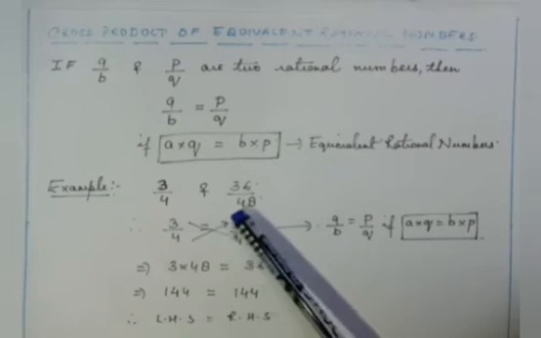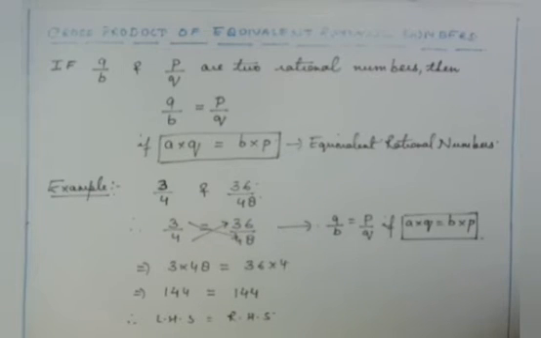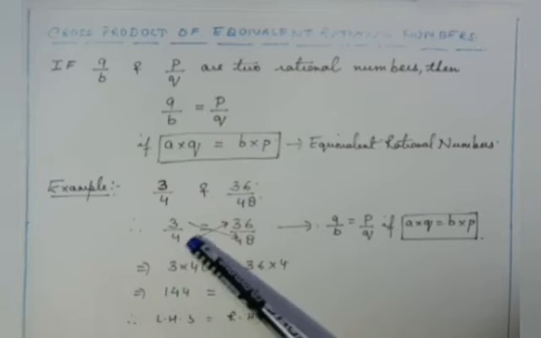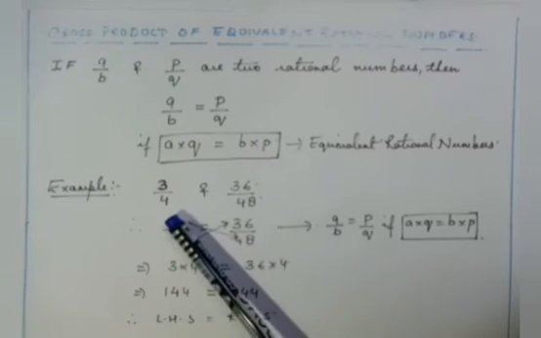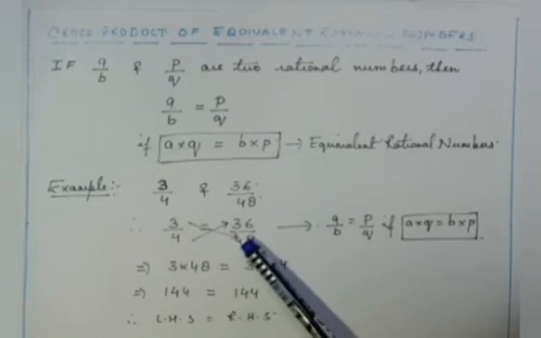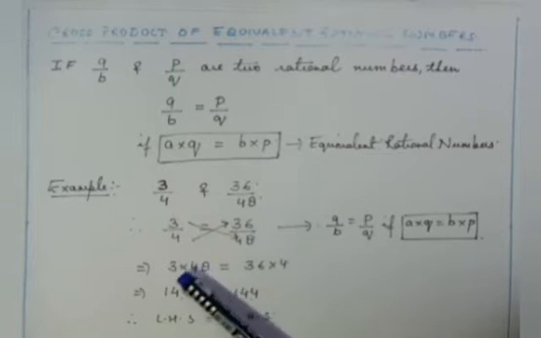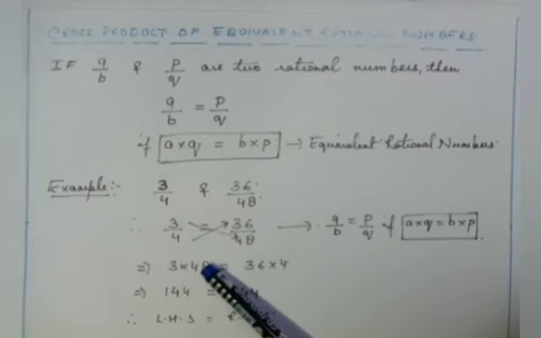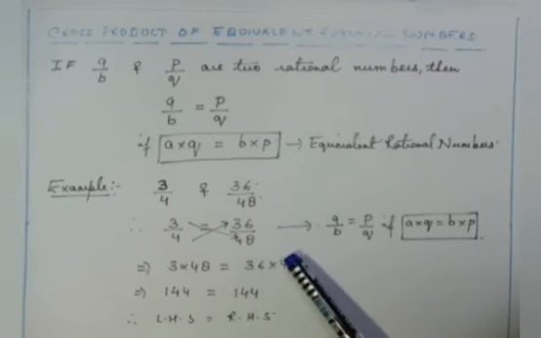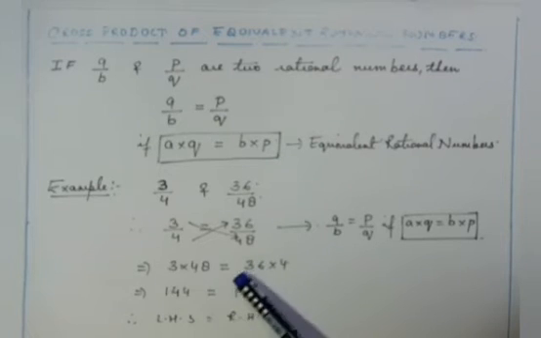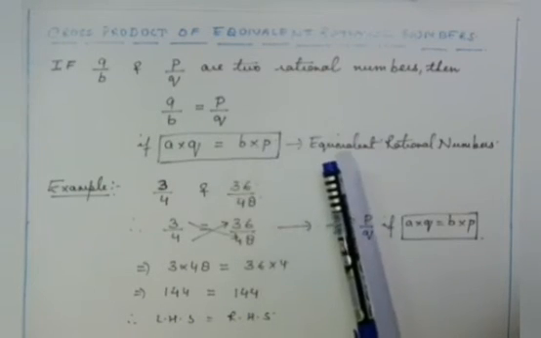Now the second method is we are going to assume both the numbers as equal. 3 upon 4 is equal to 36 upon 48. Now we are going to cross multiply, meaning a is multiplied by q and b is multiplied by p. Over here, when we find the product of 3 into 48 and 36 into 4, it will become 144 is equal to 144. This shows that LHS is equal to RHS. I hope it is clear to everyone.